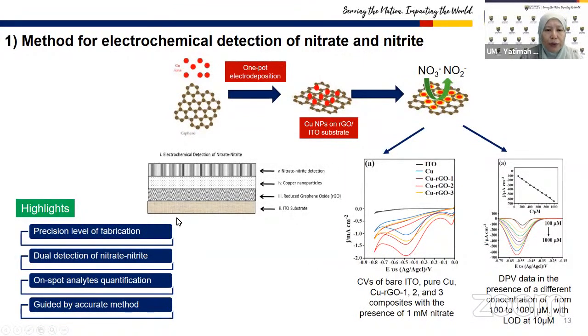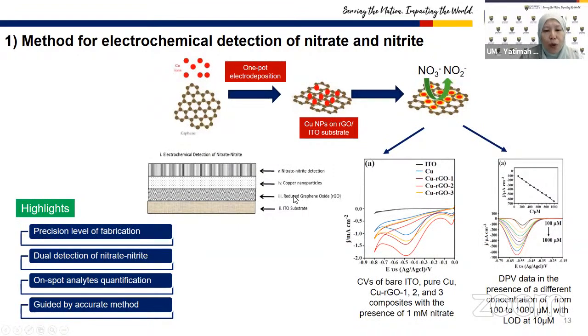These are the modified electrodes that we concentrate on. So for electrochemical detection of nitrate and nitrite, we are looking at the modified electrode. In these studies, the first substrate that we are using, we can call it electrode or substrate, is ITO, indium tin oxide. It's a glass substrate, but it's ITO. And then from the ITO electrode, we modify it and deposit reduced graphene oxide. We do a deposition, we layer it with reduced graphene oxide.